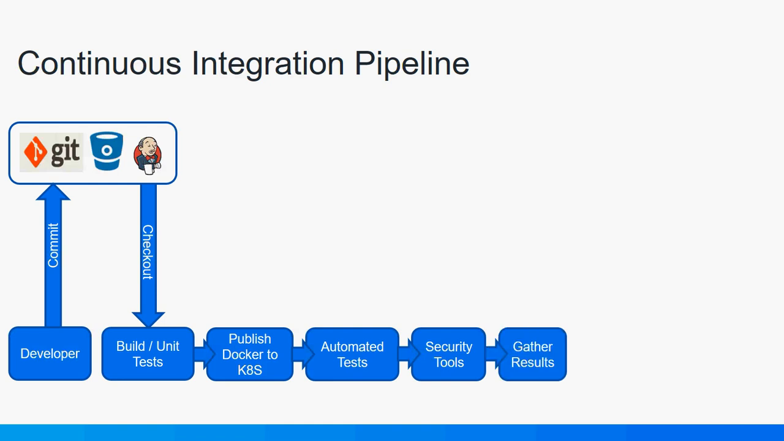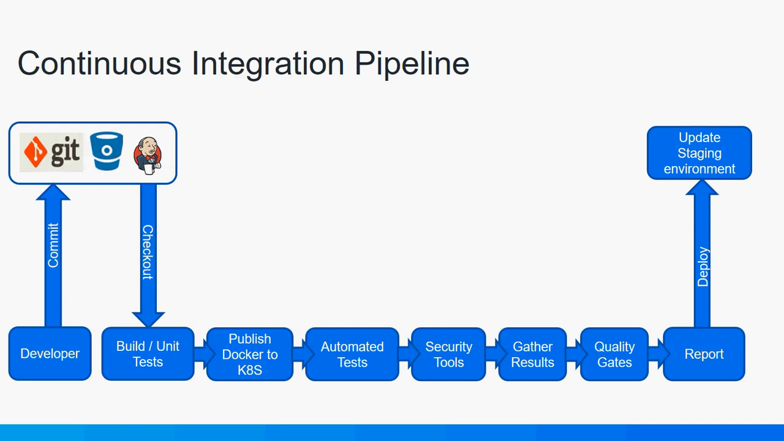After all of these, from the various stages, the results are gathered, and then it goes to the quality gate. The quality gate will decide based on, as I said, for example, the percentage of unit tests passed or the number of vulnerabilities found and so on. Based on that, the quality gate will decide whether this build is of good quality, which can go to the next stage. So it reports, and we can deploy to the staging environment, which is the next environment.